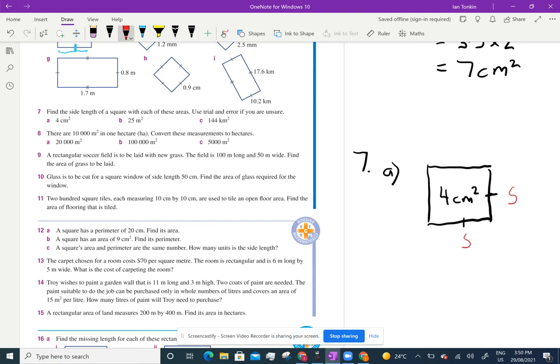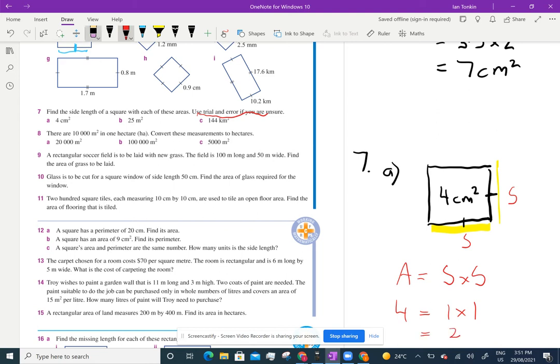And I know that the area equals the base, which is that S, times the height, which is S. So S times S equals 4. And they've got to be the same. If only I knew two numbers that multiplied by each other to equal 4. And they say you can use trial and error if you're unsure. So 1 times 1, well, that doesn't work because 1 times 1 is 2.